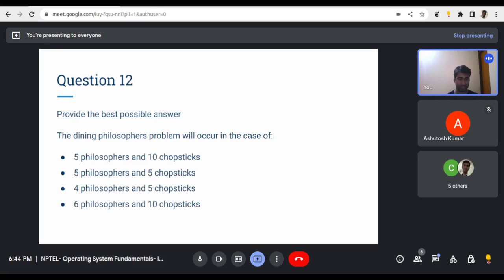Anyway, this is the last question. The dining philosopher problem will occur with 5 philosophers and 10 chopsticks, 5 philosophers and 5 chopsticks, 4 philosophers and 5 chopsticks, or 6 philosophers and 10 chopsticks. I am not actually specifying the number, but you need to compare the number of philosophers and of chopsticks. So that is the question here. Anyone would like to contribute?